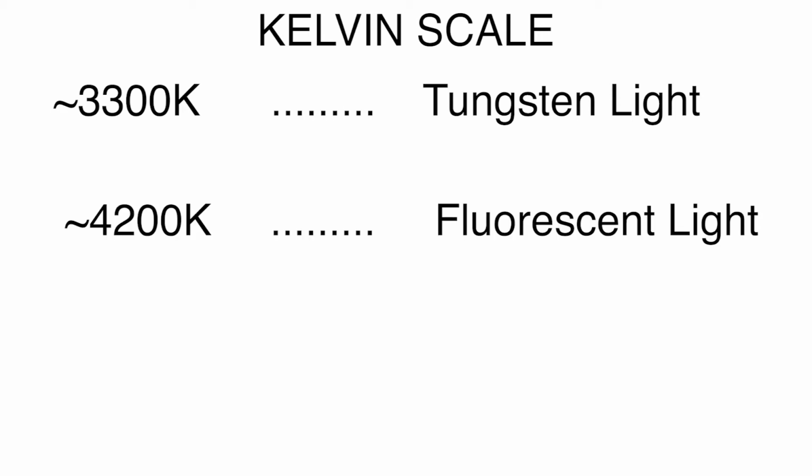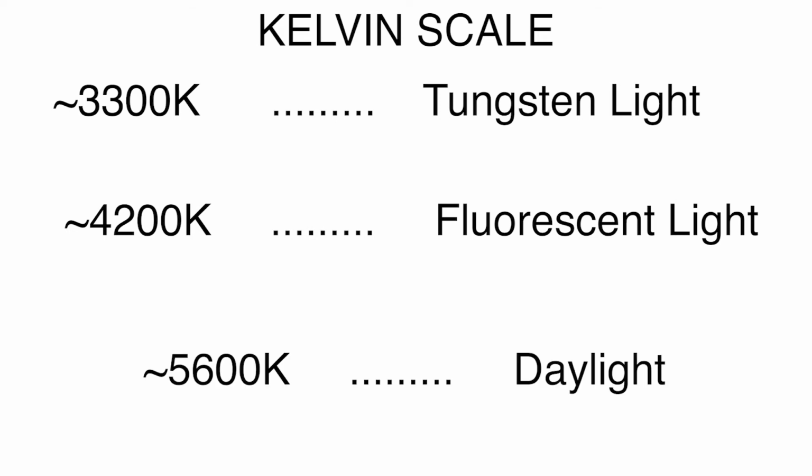So, light in terms of color temperature is measured in the Kelvin scale. Tungsten light, which is generally the color temperature of light that we use indoors, is roughly 3,300 Kelvin. Whereas daylight hovers around 5,600 to 6,000 Kelvin. How does this affect our image?